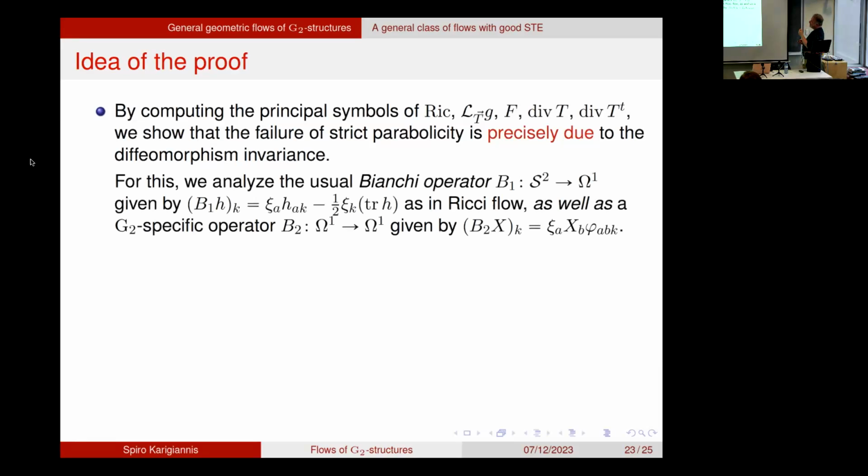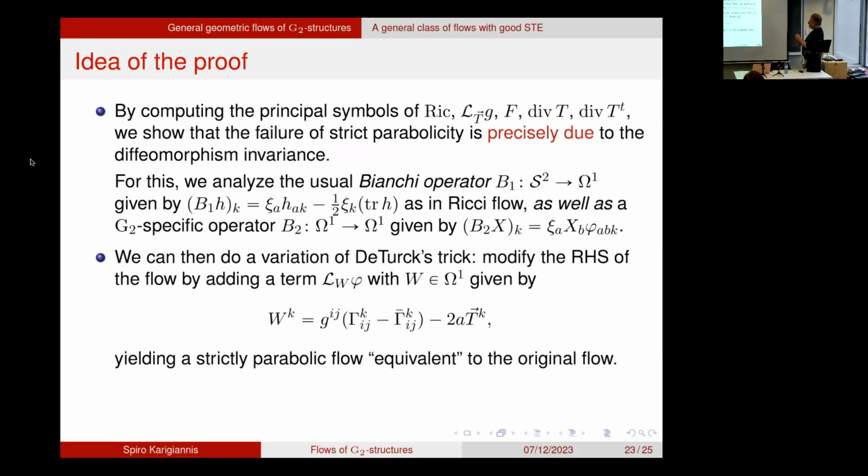To do this, we have to analyze the usual Bianchi operator from Ricci flow, and then a G2-specific operator. This is the cross product. There's a cross product on a manifold with G2 structure, which is a way of taking two vectors and giving you another vector, which is skew-symmetric, and has a lot of the same properties as the cross product in R^3, but it's a little bit different. So you need to think about this operator as well. And then we do a slight variation of DeTurck's trick.